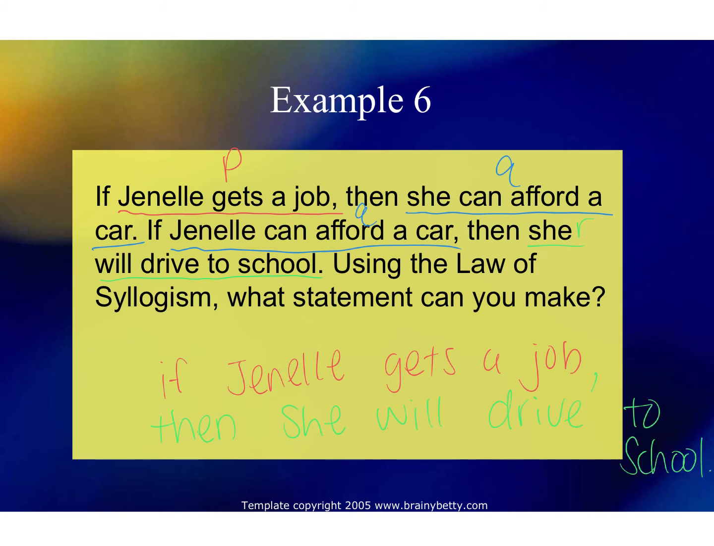Okay, that goes directly from P, bypasses Q, and goes straight to R. Do you guys see that? Kind of? More so than the law of detachment?